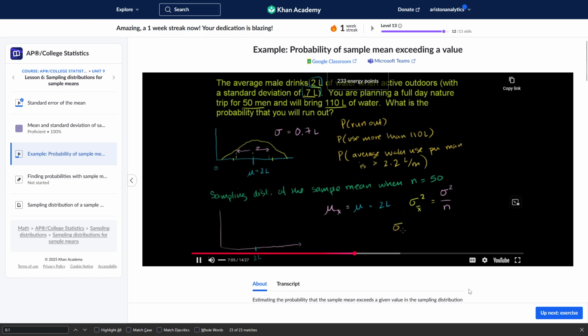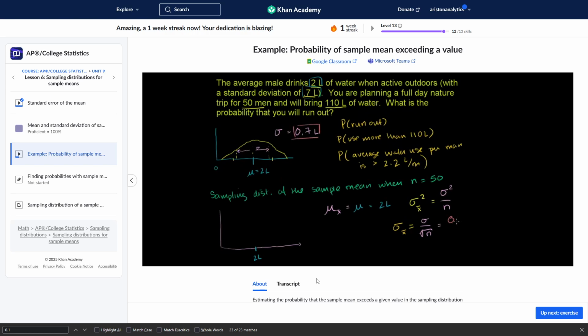The standard deviation of the sample mean is going to be equal to the square root of this side over here, which is equal to the standard deviation of the population divided by the square root of n. And what's this going to be in our case? We know what the standard deviation of the population is. It is 0.7. And what is n? We have 50 men, so 0.7 over the square root of 50.